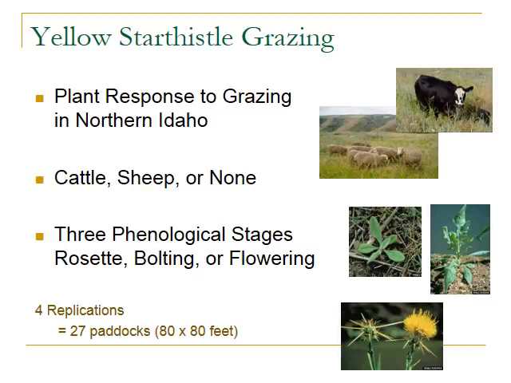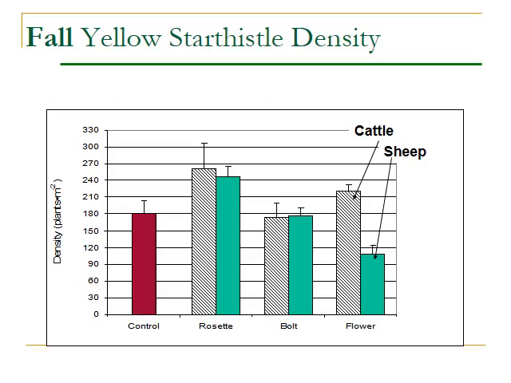We looked at 3 phenological stages: the rosette when it's very young, bolting when that seed head starts to come up, and then flowering. It was a fully replicated study, so that meant we had 27 small paddocks with a few sheep in each paddock or one steer. Okay, this is the graph I showed you, and we found out that we can reduce yellow star thistle density with sheep grazing in the fall.